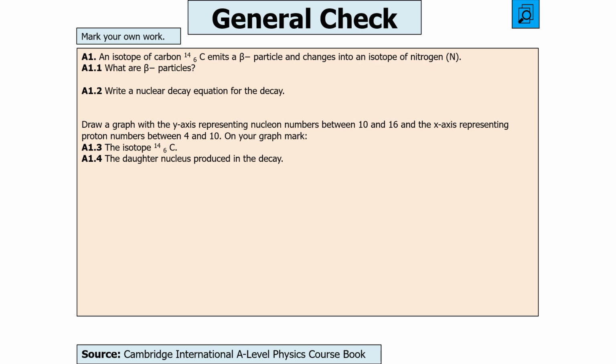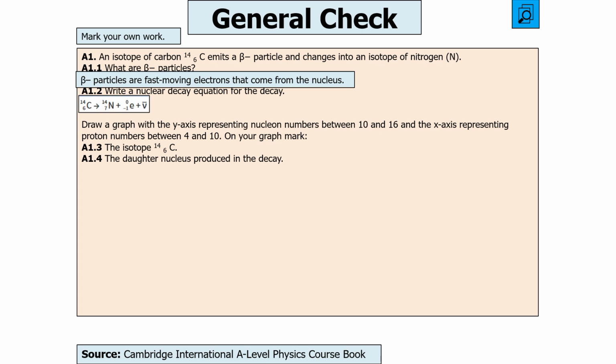Right, beta-minus particles are fast-moving electrons, and this is important: for every nuclear decay, they come from the nucleus themselves. So you can see the decay equation here. Remember, the antineutrino is needed to conserve the lepton number in this decay.